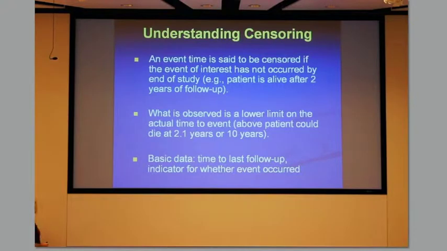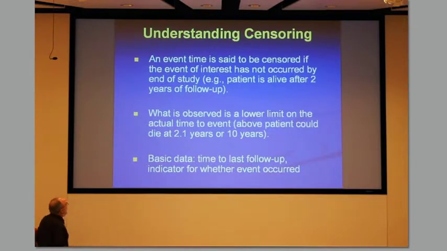So censoring, like I said, is this issue where you're following a group of subjects over time, and then you don't want to wait until everyone has suffered the event of interest, because that could take 20 or 30 years. So you decide to analyze the data before everyone has suffered the event of interest. And so for those patients that haven't suffered the event, we call them censored.